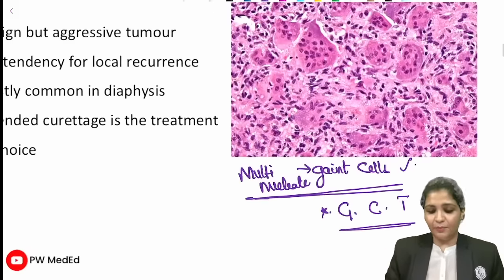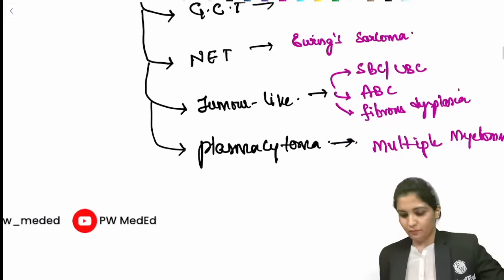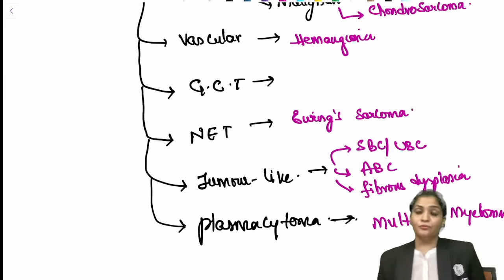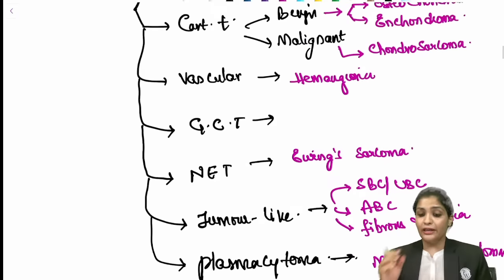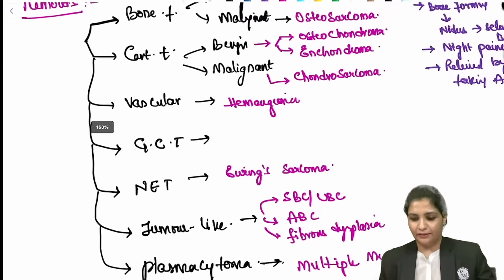So the answer here would be most commonly occurring in diaphysis. So the answer is epiphysis. Yeah, giant cell tumor, one of the important peculiarities also, it usually occurs after the maturity of the skeleton. So it will not occur in premature skeleton, right?